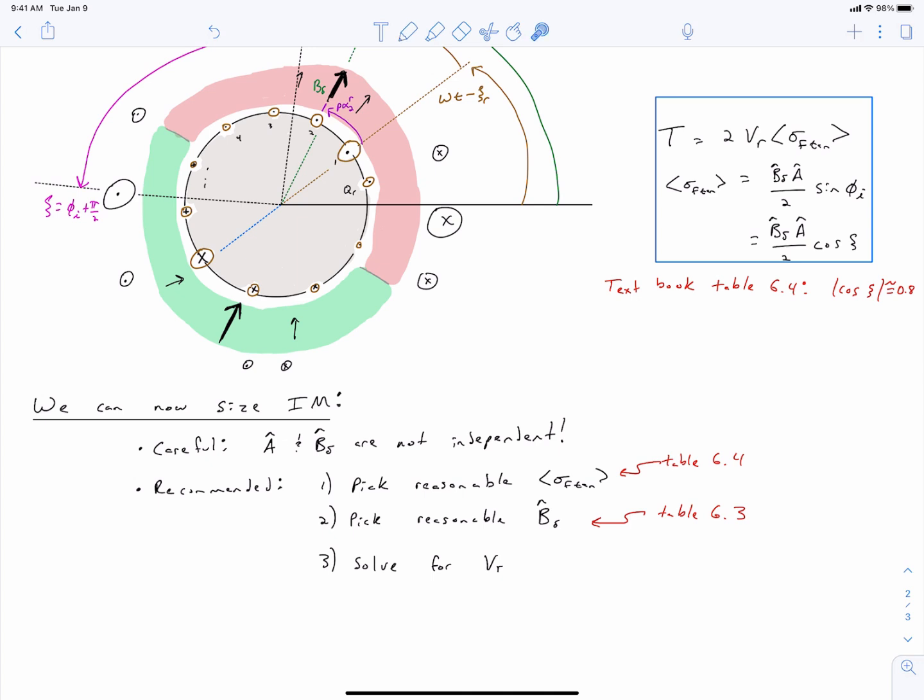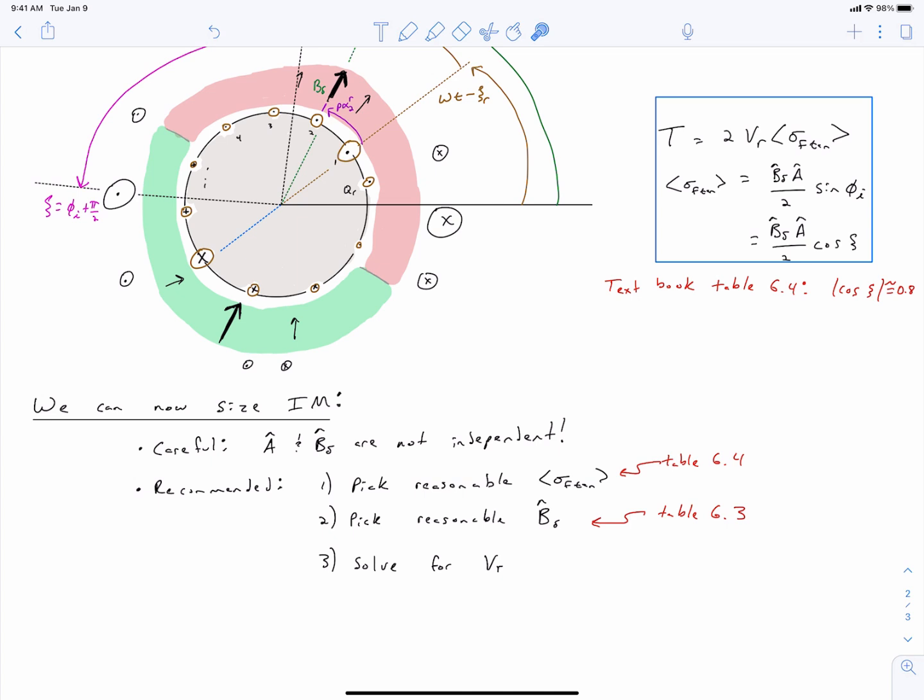And when it comes to sizing the induction motor, it's important to note that our electric loading and our magnetic loading are not actually independent. Because remember, your stator current is what's establishing your magnetic field. Your stator current establishes your magnetic loading. So my recommendation is that you don't actually pick distinct values of A hat and B delta.